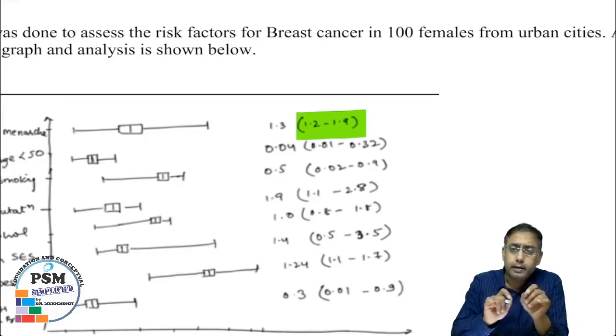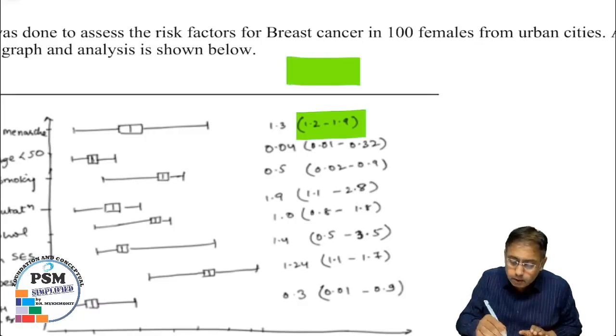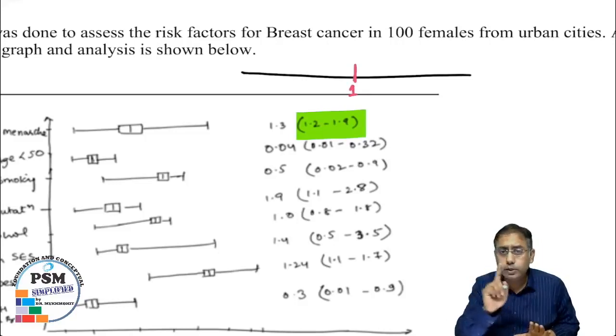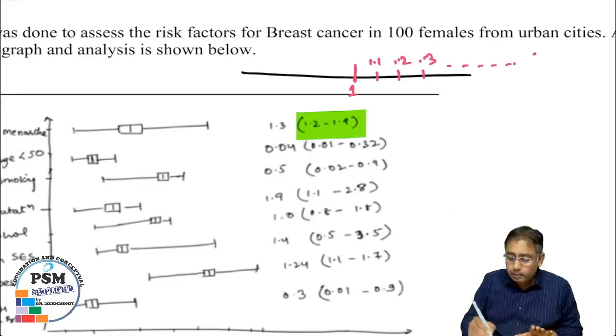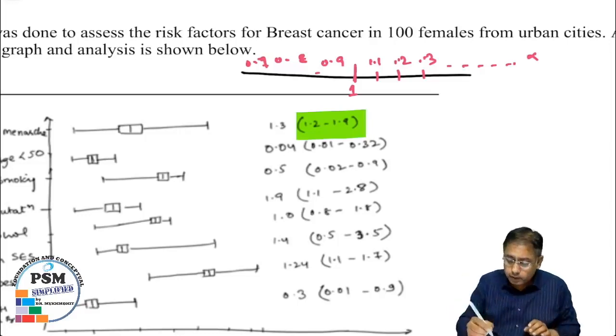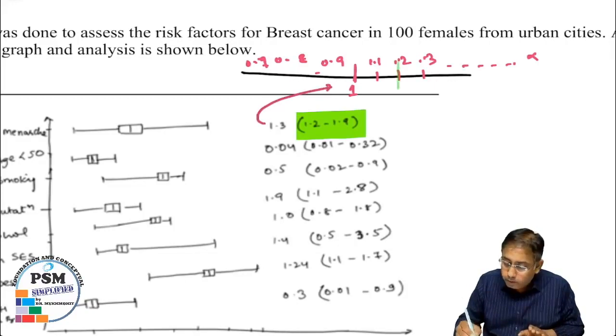Can't you say that if I plot the odds ratio on a scale like this, at the center point there is 1. An odds ratio of 1 means no association. Then there is 1.1, 1.2, 1.3 and so on till infinity. Behind it is 0.9, 0.8, 0.7, and so on. Now try understanding this particular first risk factor. Where does it fall? It falls somewhere between 1.2 and 1.9.